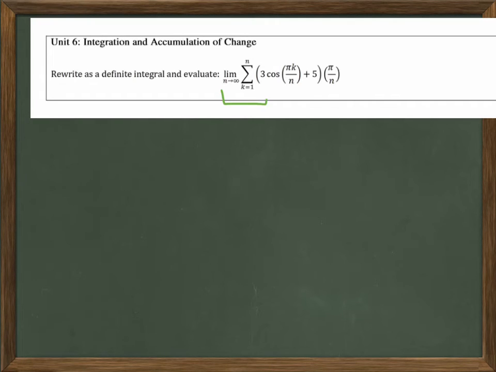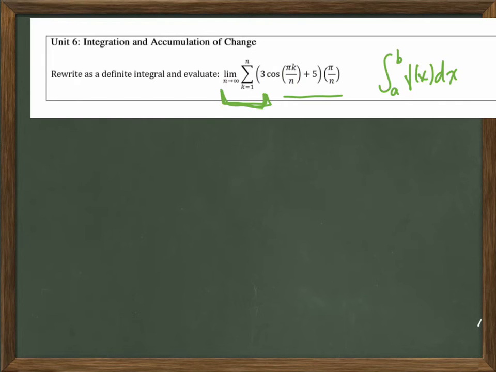This guy right here, you need to know that that turns into an integral, okay? The limit as the number of rectangles goes to infinity of a sum of rectangles, not triangles. If I said triangles, I meant rectangles. As the number of rectangles goes to infinity, I'm going to sum up those rectangles. Okay, so how in the world do I turn this into something that looks like this, the integral from a to b of f of x dx?